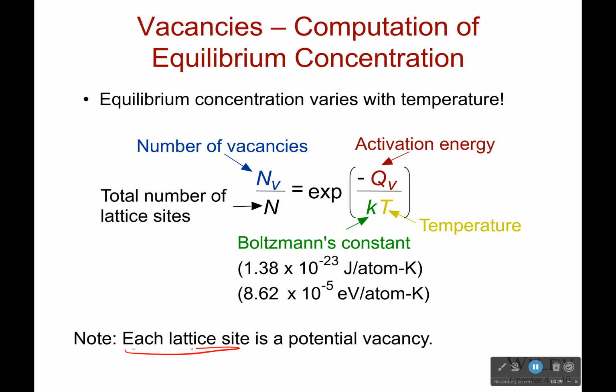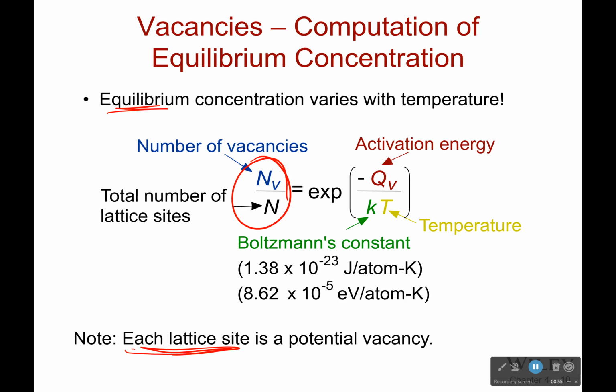Now, each lattice site is a potential vacancy. So what we're trying to figure out here, usually, is the fraction of our lattice sites that are vacant at any particular time. This is an equilibrium thing, so it is more of an average than anything else. It's not going to be the exact number, it's just going to be very, very close to it.